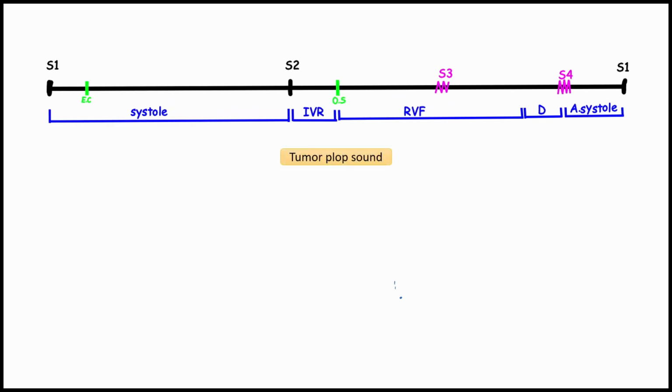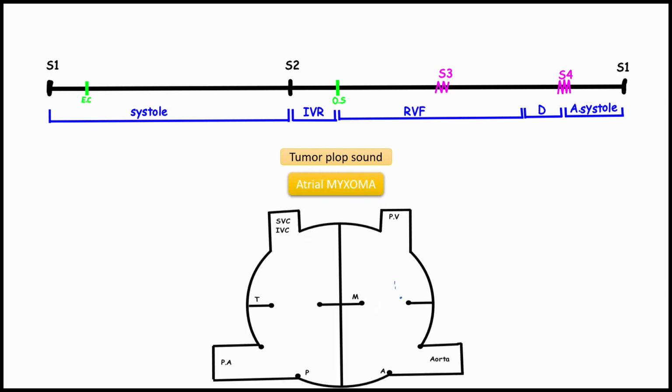As I mentioned earlier in this video, we shall talk about the tumor plop sound. This is heard in atrial myxoma. In atrial myxoma, a pedunculated tumor is present in the atrium. When the mitral and tricuspid valves open after the isovolumetric relaxation phase, the blood rushes into the ventricle. This makes the tumor hit on the valve, which causes the tumor plop sound. It is heard right after the opening snap.